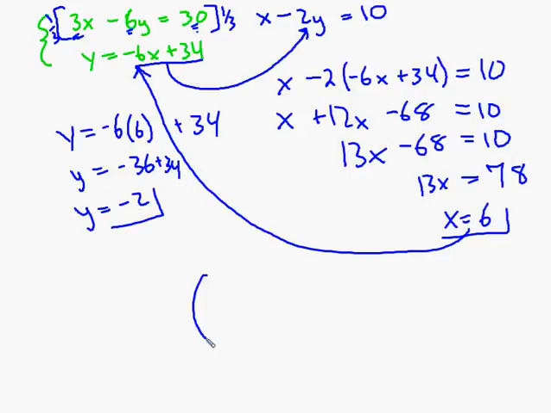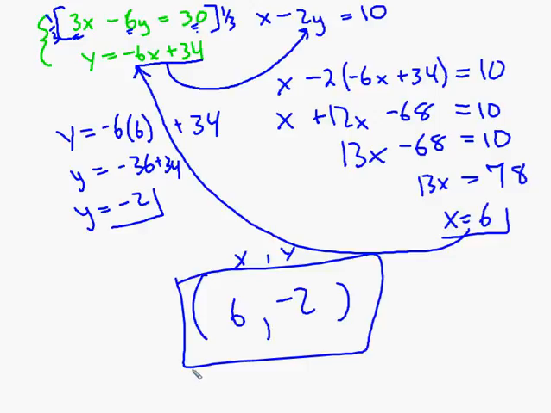So what's my final answer? Well, make sure it's x comma y. X values first. Alphabetical order. If I had A's and B's, A first, then B. Does that make sense? Alright, so 6, negative 2. Final answer. Now, if I wanted to check this, what would I do? I'd plug it in and check and make sure that the given answer is correct.